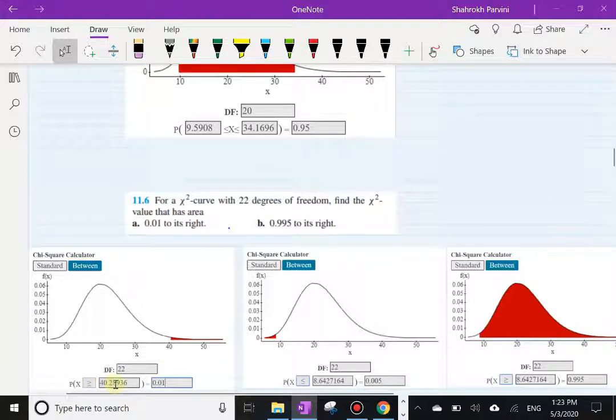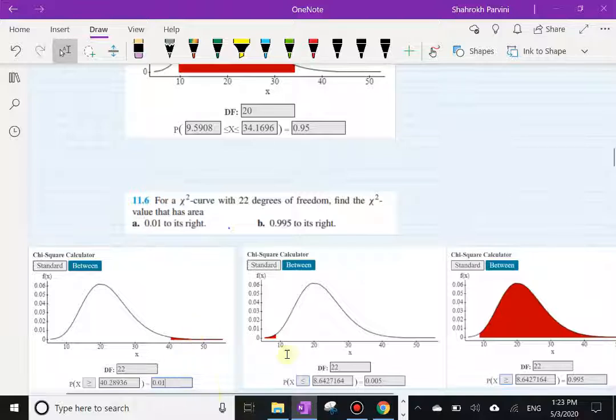Note how large that number is, by the way, 40. That's just the nature of chi-squared. The bigger the degrees of freedom, the more likely to get high scores. So if I have 2,000 degrees of freedom, then my values will be in the order of 2,000 to 3,000, 4,000, things like that. Although we will not work with things like that.